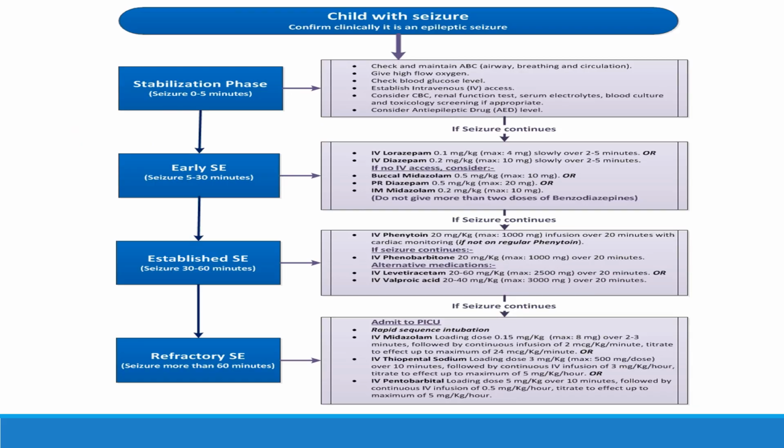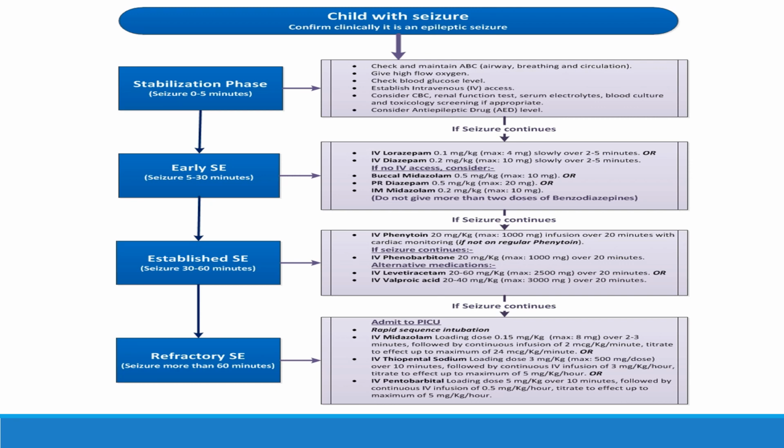This chart illustrates the stepwise approach for a child presenting with epileptic seizure up to status epilepticus. The first phase is the stabilization phase, in which the seizure is lasting for less than 5 minutes. First of all, never forget to check and maintain ABC, saving life first: airway, breathing, and circulation. Give high flow oxygen. It's very important and frequently missed, to give the patient high flow oxygen to lessen the risk of the insult.